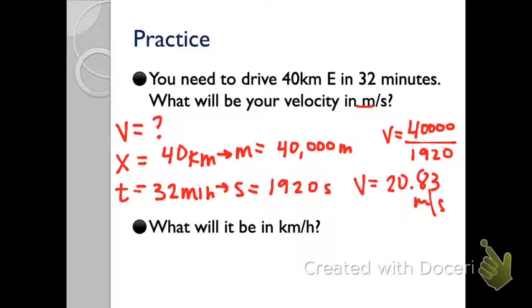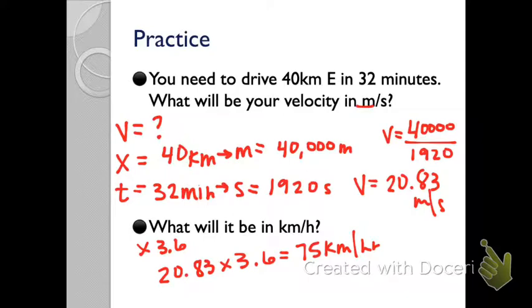Do you remember the shortcut to convert from kilometers per hour to meters per second? Or vice versa? Right? The shortcut is 3.6. If I want to go from kilometers per hour to meters per second, I divide. If I want to go meters per second to kilometers per hour, I multiply. So I'm going to go 20.83 times 3.6. And I get 75 kilometers per hour.